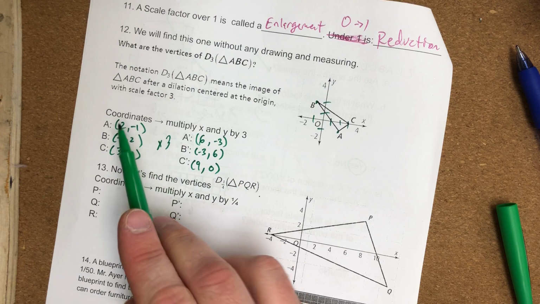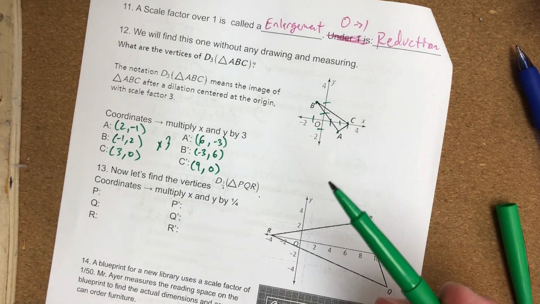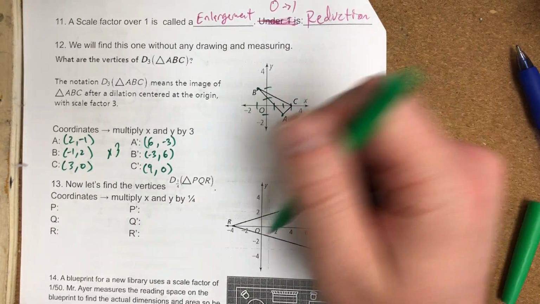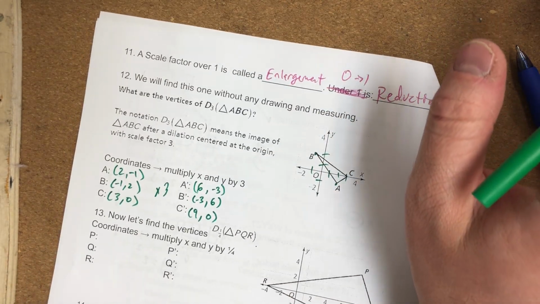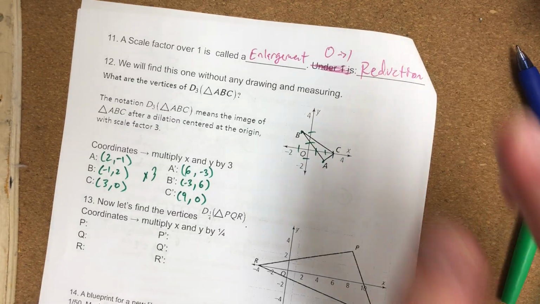Some of my students really like writing the points and doing the math on it. Other students like to draw it. And it's a matter of preference. What do you like to do with this? What's more comfortable for you?